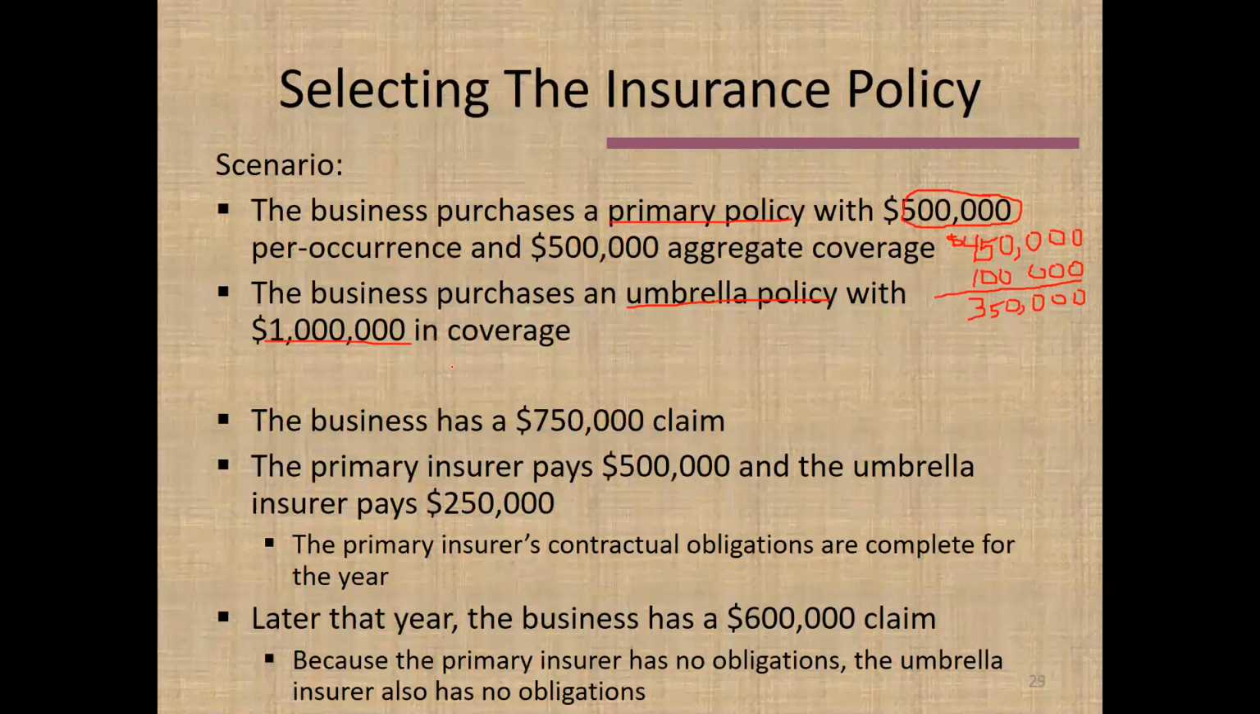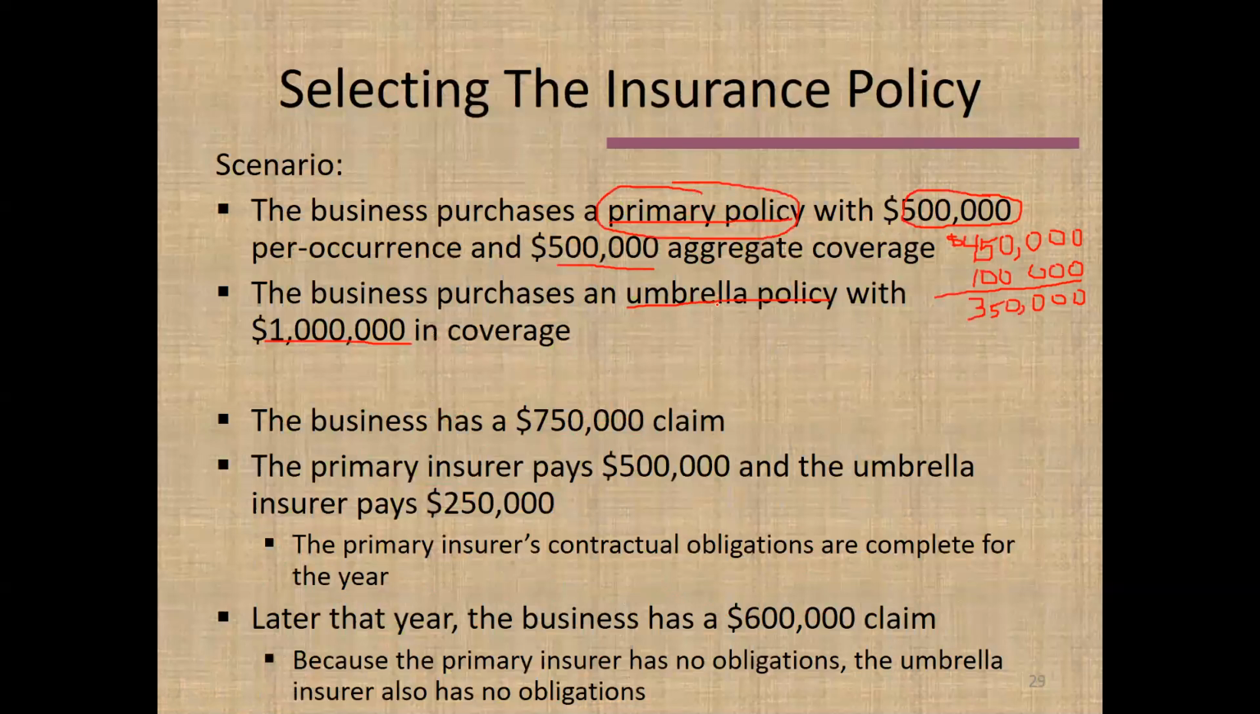Unfortunately for this business, the primary policy is now done, because not only was the per occurrence amount satisfied, the aggregate was also satisfied. So the primary insurance is done for that year. There's no more to be paid. No matter what happens, the insurance is no longer operative. Later that year, the business has another loss. This time it's only $600,000. The business knows it can't turn to its primary policy because it's completed that issue, so it goes to the umbrella policy.